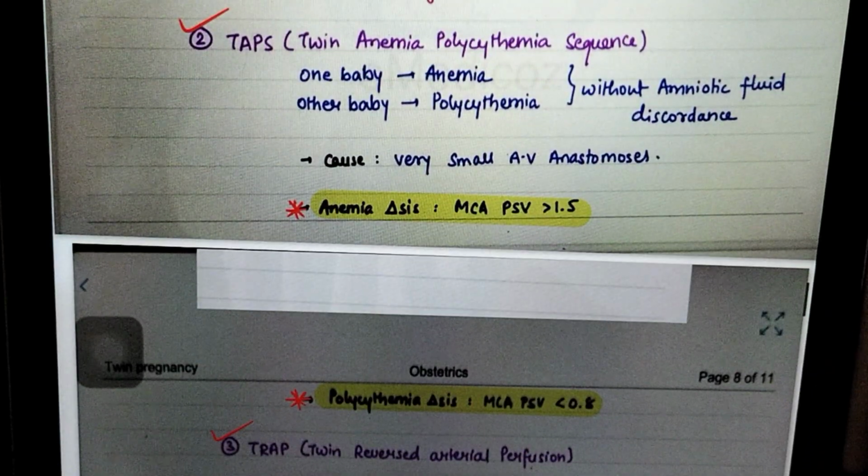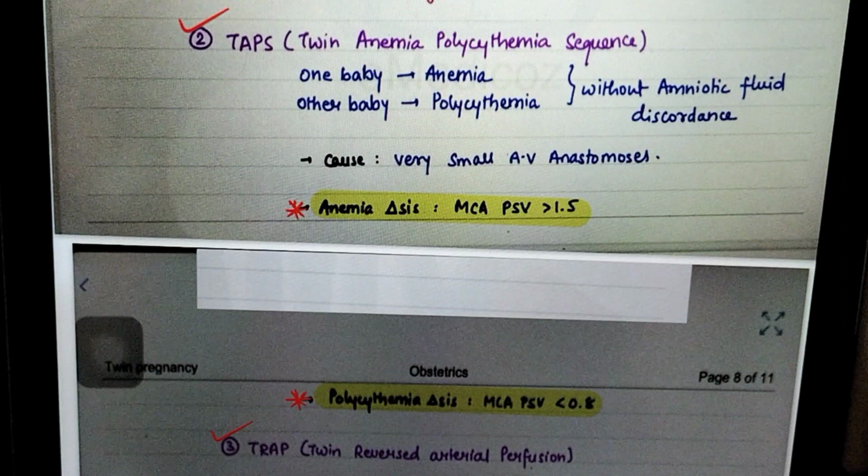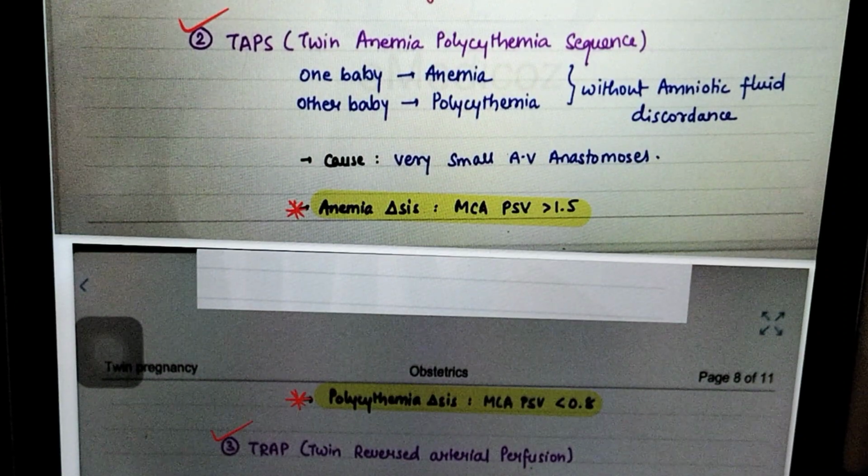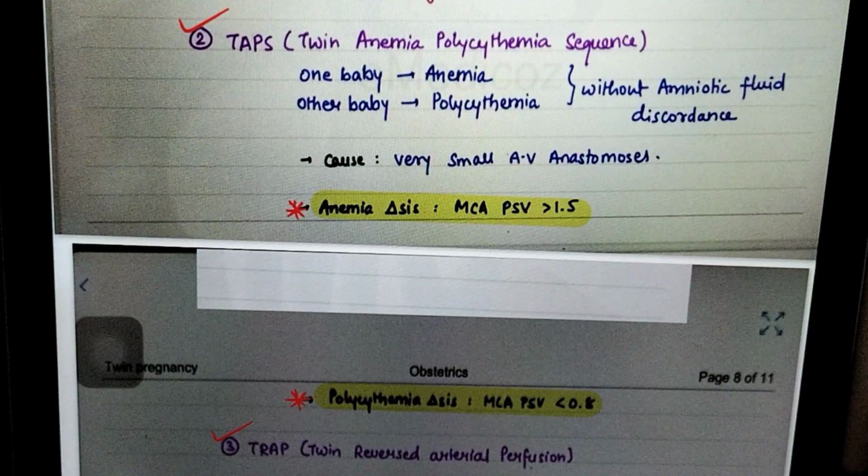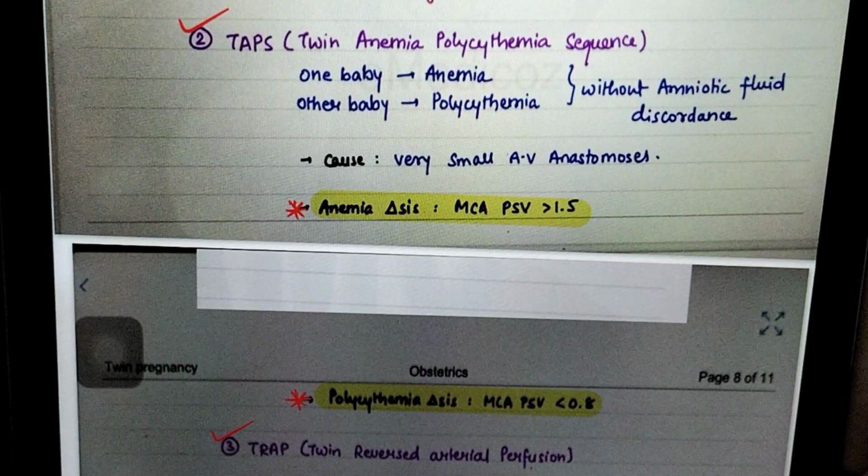Another complication will be twin anemia polycythemia sequence. Here, one baby develops anemia and the other baby develops polycythemia due to very small AV anastomosis. This will occur without amniotic fluid discordance. Diagnosis of anemia is by MCA peak systolic velocity more than 1.5 multiples of median. Polycythemia diagnosis is by middle cerebral artery peak systolic velocity less than 0.8 multiples of median.